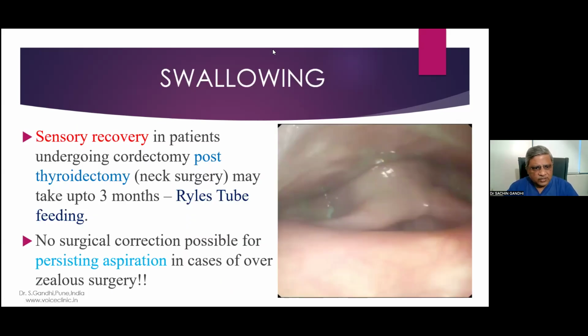Swallowing, I have done endoscopic evaluation of swallowing for almost all the patients, and there is hardly any patient who will have post-operative aspiration because of compensation of supraglottic areas like false cords and arytenoids, aryepiglottic folds.